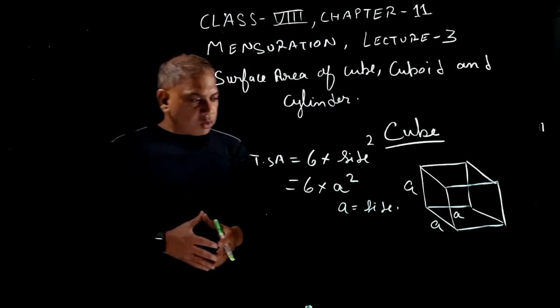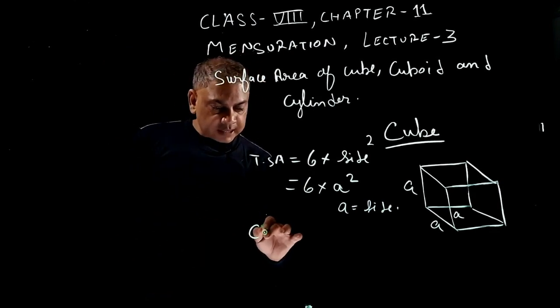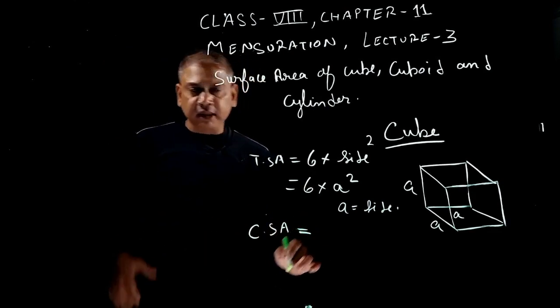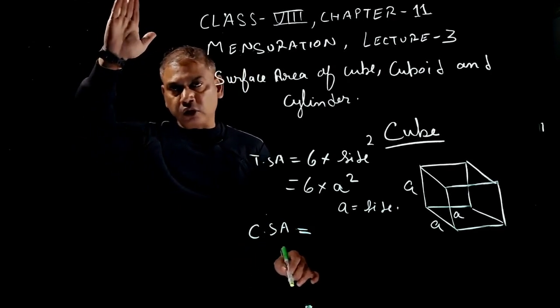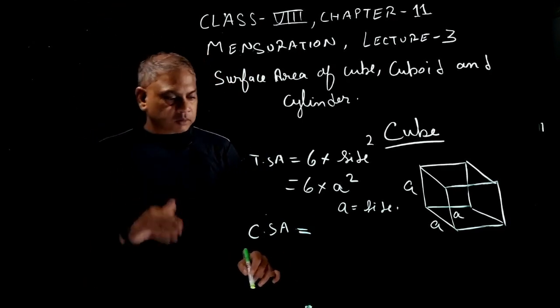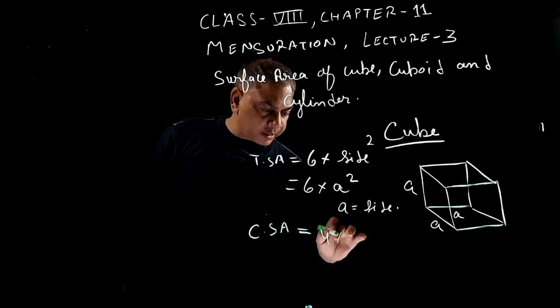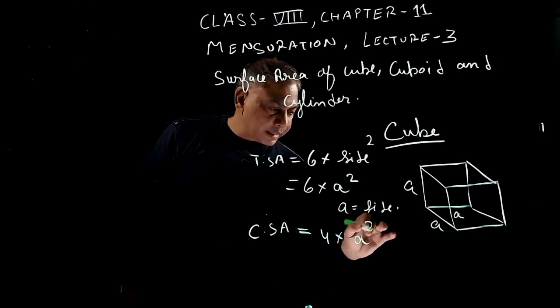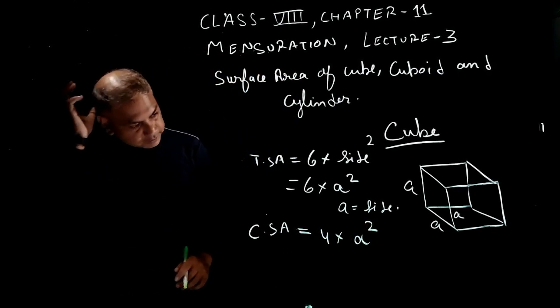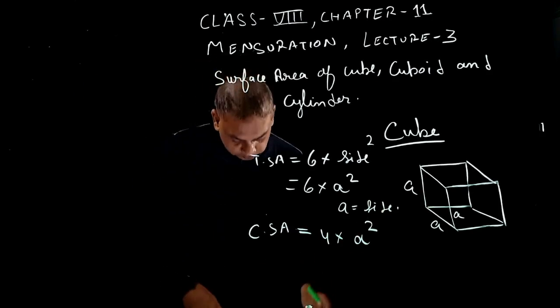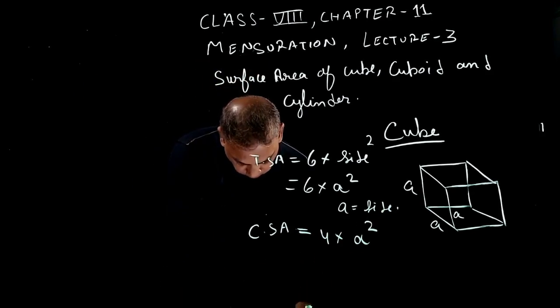Okay, now what is the curved surface area? Curved surface area means you are exempting top and floor. So curved surface area becomes 4 into a square, right? This is the curved surface area of the cube. Clear students?